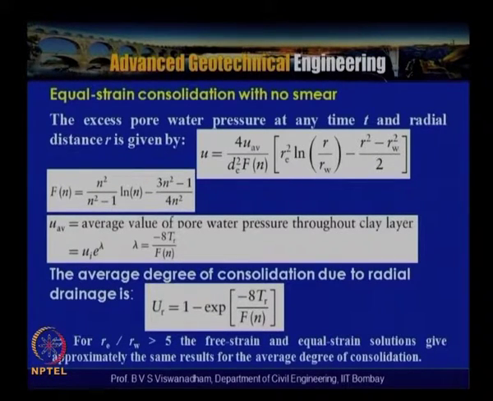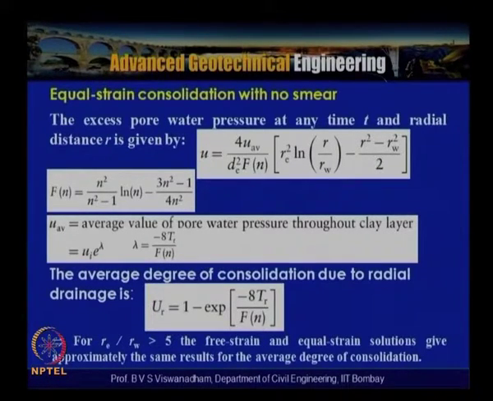value of pore water pressure throughout the clay layer, which is nothing but ui, equal to ui e to the power of lambda, where lambda is equal to minus 8 Tr by Fn, where Tr is equal to Tcr by d square. So, the average degree of consolidation due to radial drainage is given by u suffix r is equal to 1 minus e exponential of minus 8 Tr by Fn.